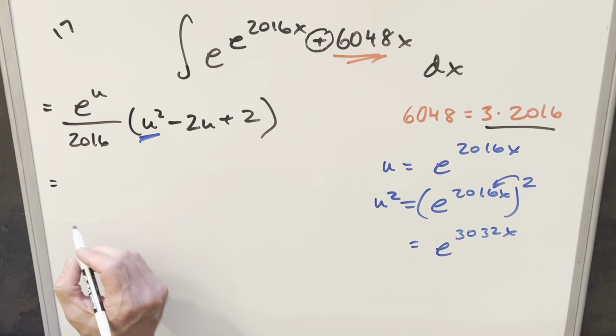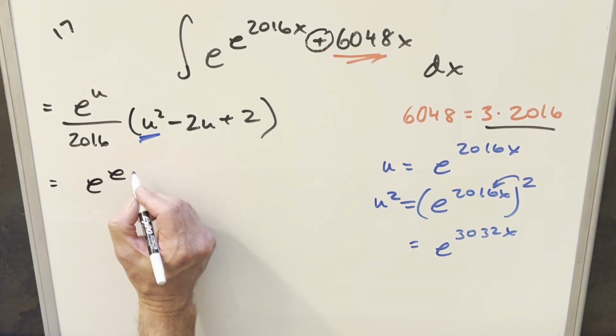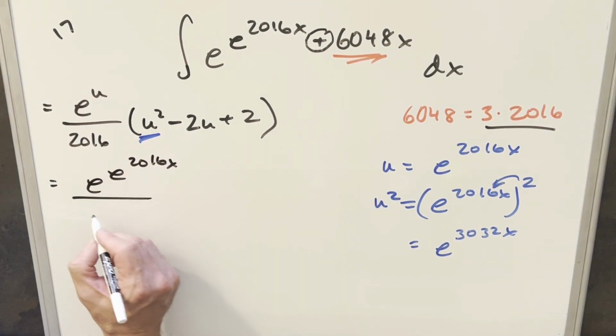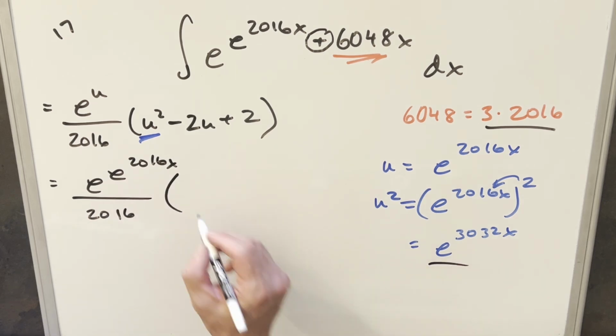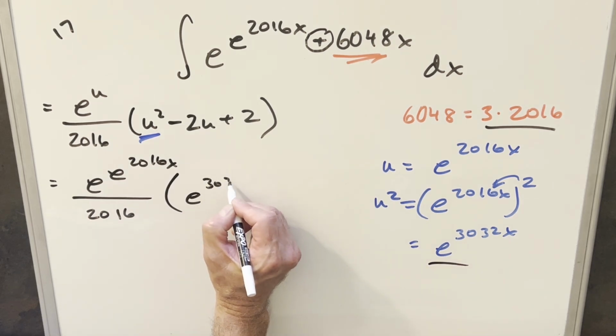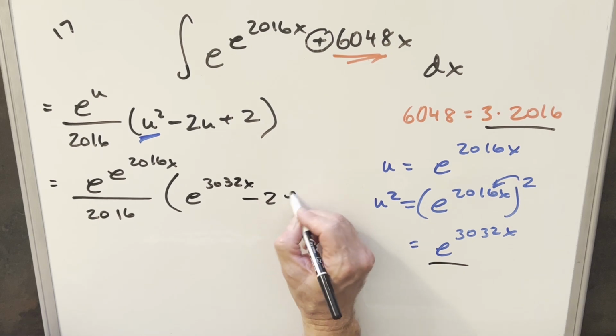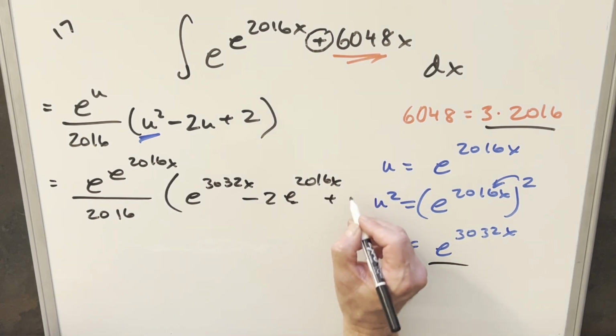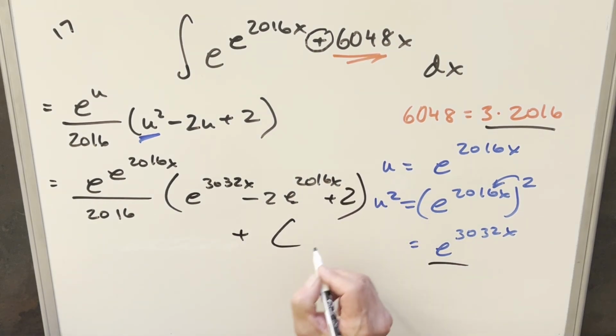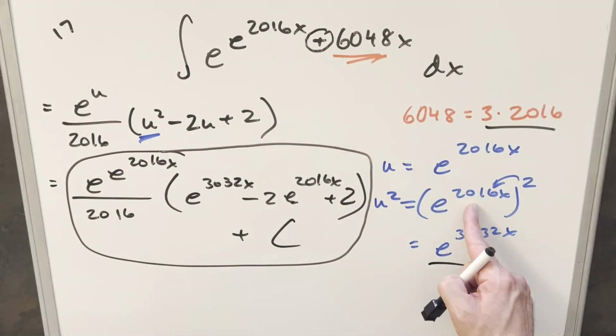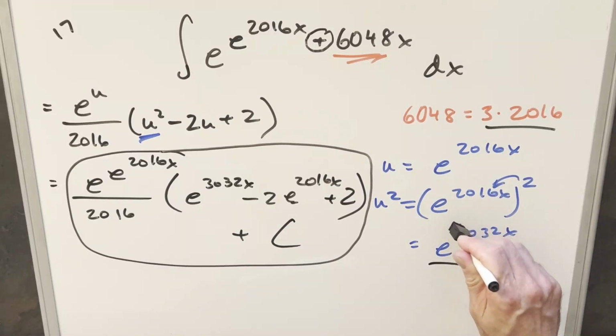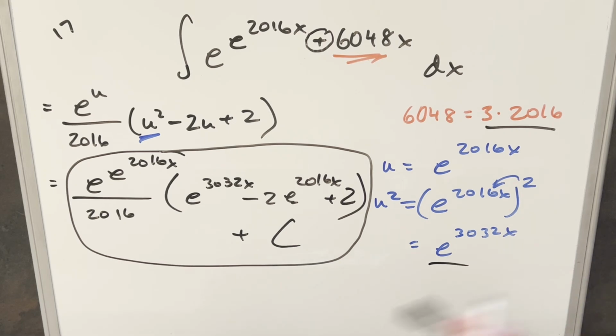Putting everything back, our solution is going to be e to the 2016x over 2016, then we'll use this here: e to the 32x minus 2 e to the 2016x plus 2, in parentheses, plus C, and that's it. And you know what I noticed? Bad arithmetic mistake, because 2 times 2016 is not 3032, it's 4032. So let me fix this over here, but then of course I need to fix it over here too. Oh my god, I fixed it and I still got it wrong. Okay, now I think everything's looking right.